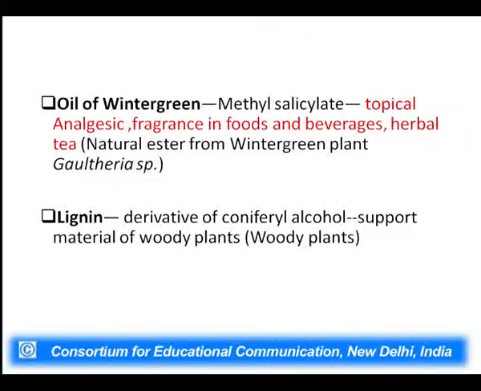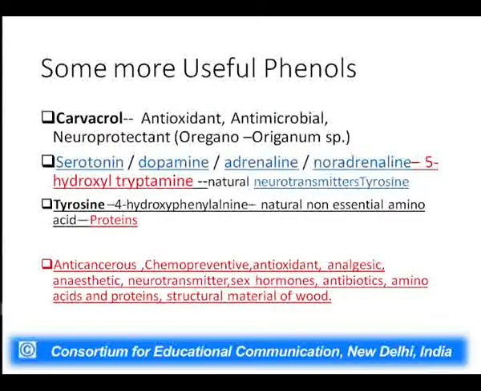Oil of wintergreen is a natural ester which is present in wintergreen plants of the species Gaultheria. It again can be used as a topical analgesic, a fragrance in foods and beverages, and it is a herbal tea which gives us a relaxing effect. Lignin, which is a derivative of coniferyl alcohol, supports material of woody plants. So it is a supporting material compound.